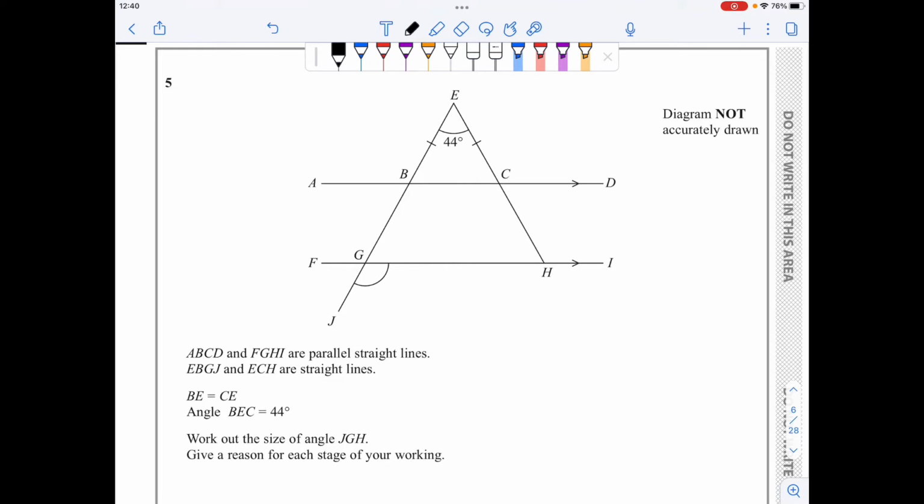In question 5, I need to find this angle. Now there are various approaches. I will first find this angle here using the fact that I have an isosceles triangle. I will proceed with this angle. Angles on a straight line add up to 180, and then I use the fact that these two are corresponding and hence equal angles. So let's write all this down.